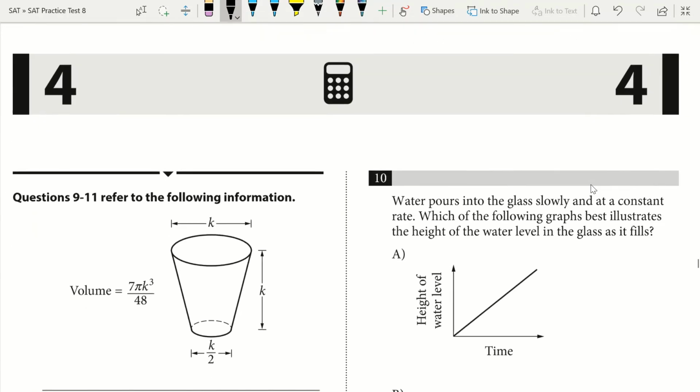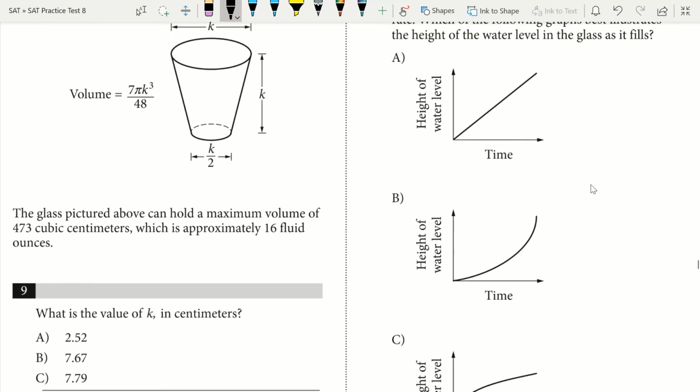Question 9. They refer to the following information. I'm given the volume of this little can type thing. So the glass pictured above can hold a maximum volume of 473 cubic centimeters, which is approximately 16 fluid ounces. What is the value of K? All right, well, then I know my volume here, right? That's going to equal that 473. So now I just solve for K.